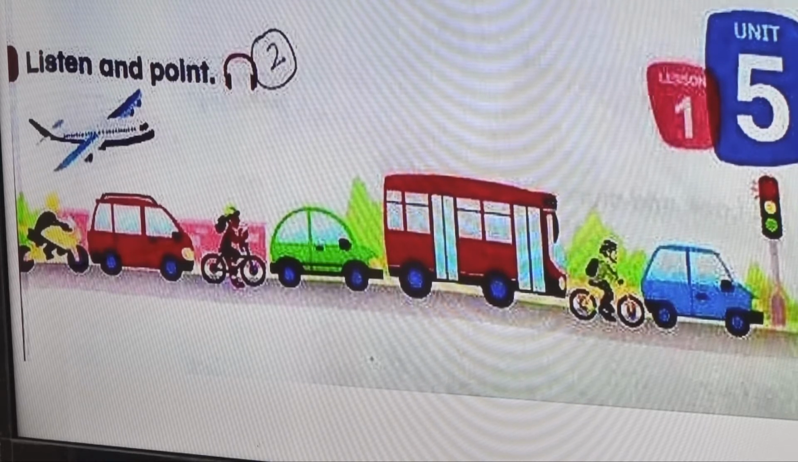Alright, so now I'll play it again. Let's listen to the next transportations. There is one bus. It's red.